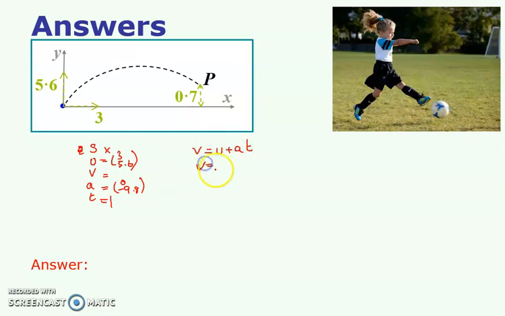So my velocity vector is U plus A times by T. And that gives me, I think, 3 and what's 5.6? 5.6 minus the 9.8 effectively. Oh, minus 4.2. Should have just done it in my head. It would have been a lot quicker than trying to do it on my calculator. So that's my velocity vector.